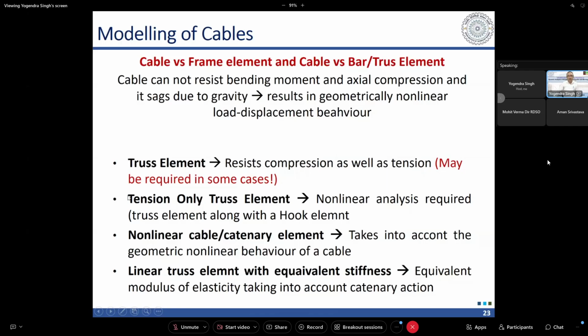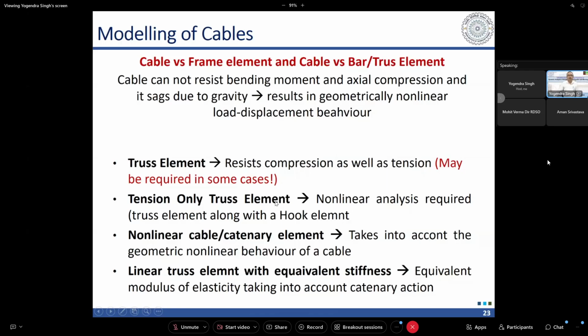Then if I want to model the real behavior, I should have an element which takes only tension. It should not take compression. Now, this type of element can either be available in the library of the software, or we can use a hook element. When we are using a hook element, this hook element can take tension, but in compression it will become loose, and it cannot take any compression. So we can use a combination of a hook element and a truss element to model a tension-only truss element. But this hook element will work only in nonlinear analysis.